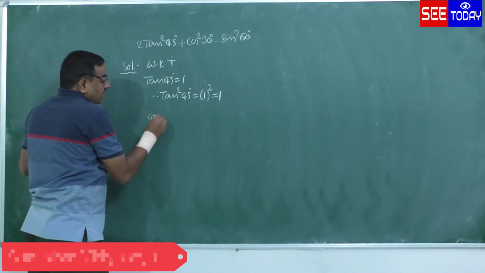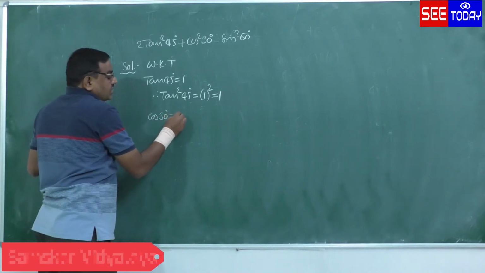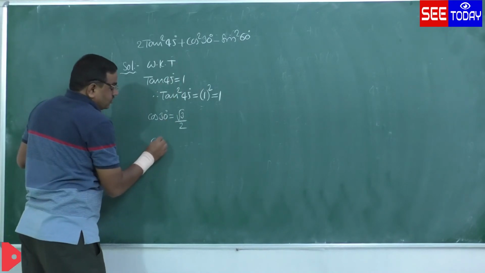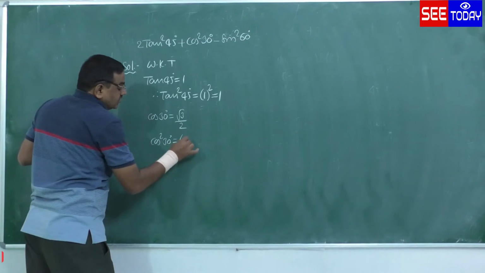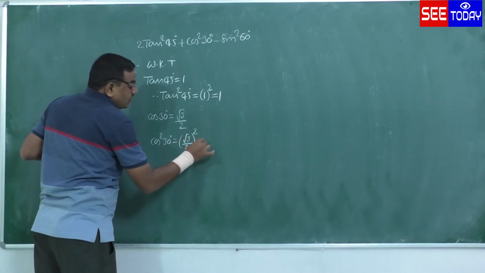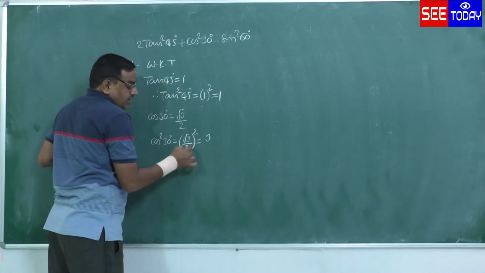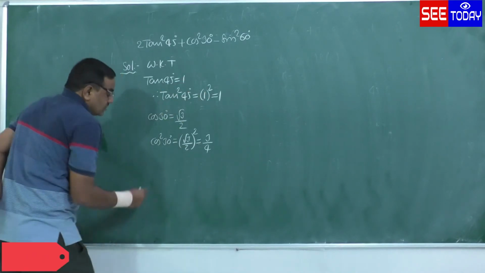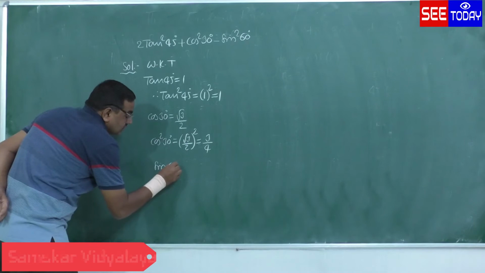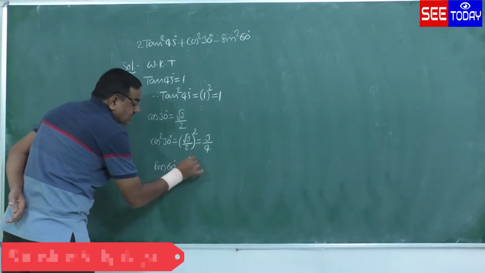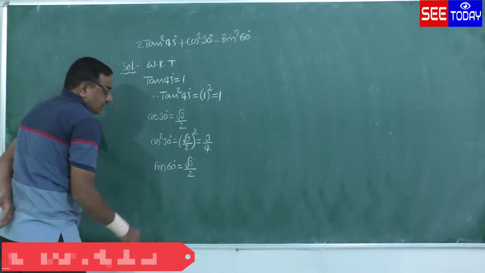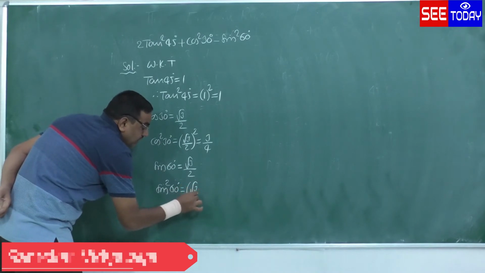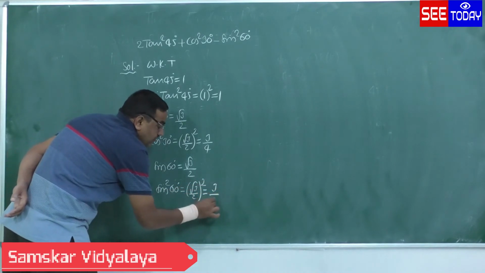Now, cos 30. Cos 30 is equal to root 3 by 2. Cos square 30, squaring on both sides. That is cos square 30 is equal to root 3 by 2 whole square. Root 3 into root 3, 3, by 2 square, 4. That is 3 by 4. Next value, sin 60. Sin 60 is the same as cos 30. Both are equal. That is root 3 by 2. Now, sin square 60 is equal to root 3 by 2 whole square, which is equal to 3 by 4.